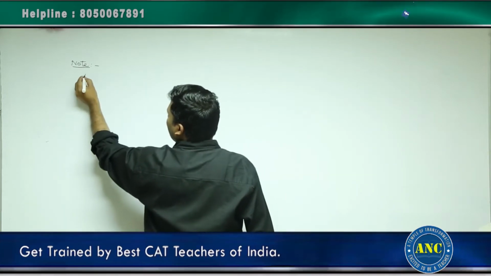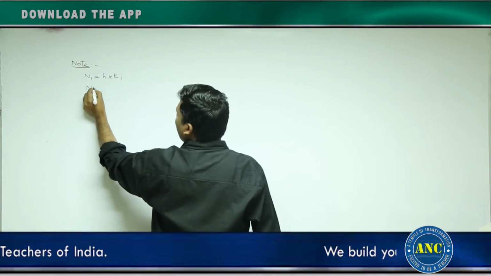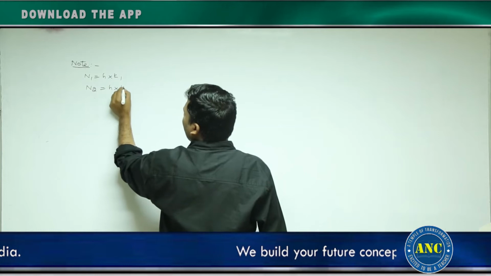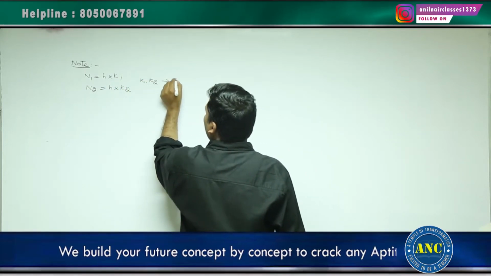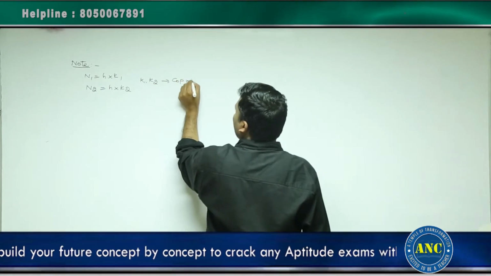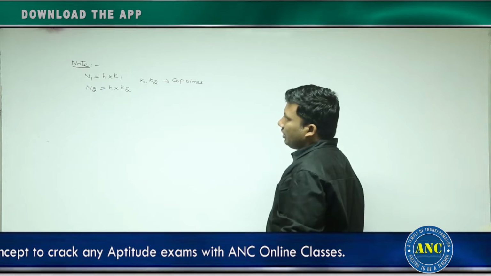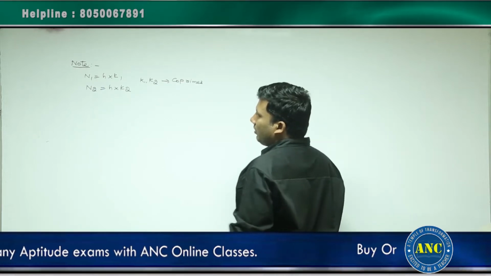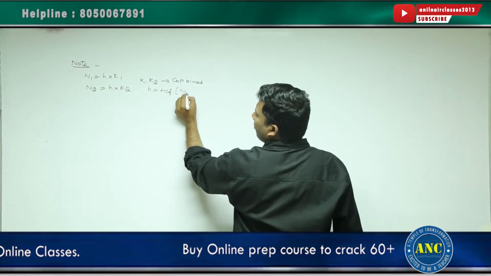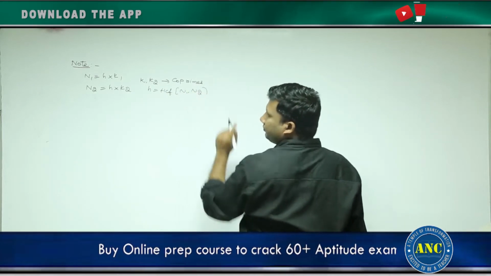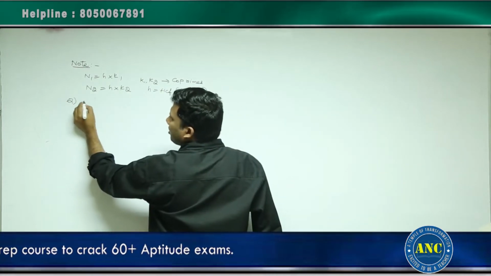First concept: N1 is given by H into K1, N2 is given by H into K2. K1, K2 are coprimes. N1 and N2 are any two natural numbers. H is the HCF of N1 and N2. Now, we'll do all the problems based on this.